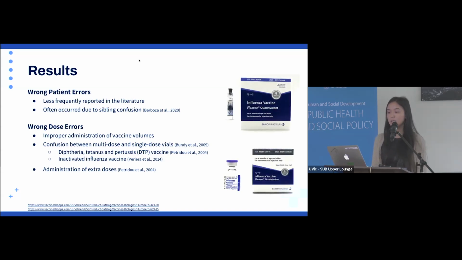So as we can see here, we have two vaccines, both for influenza. One of them is a single dose and one of them is a multi-dose. And if you did not know what a single dose looked like, you would very easily administer a multi-dose, or too much of a multi-dose, to one patient, and that would result in that error.